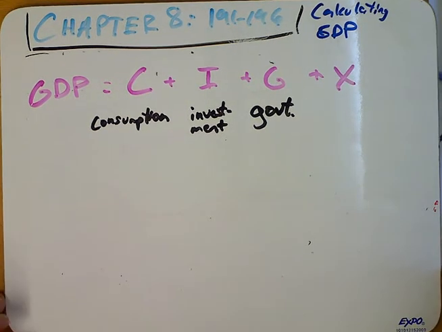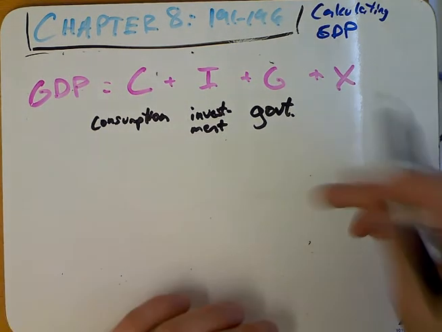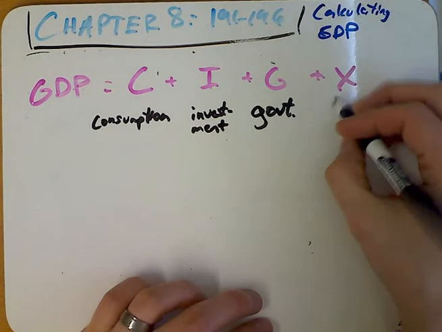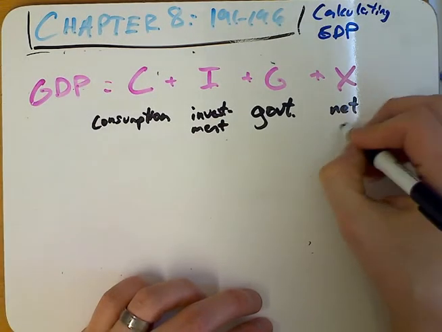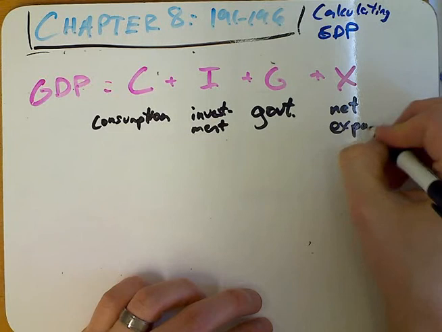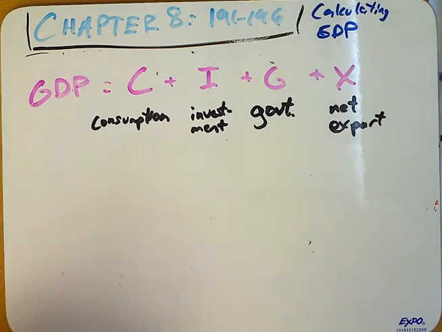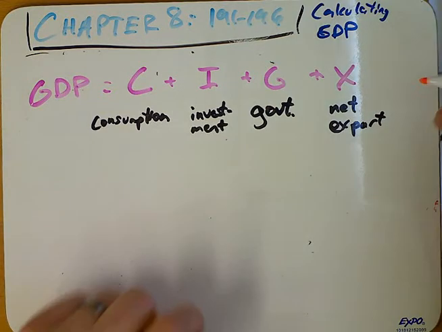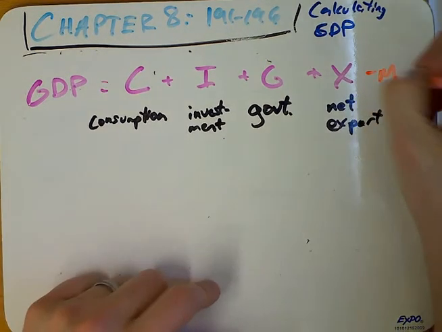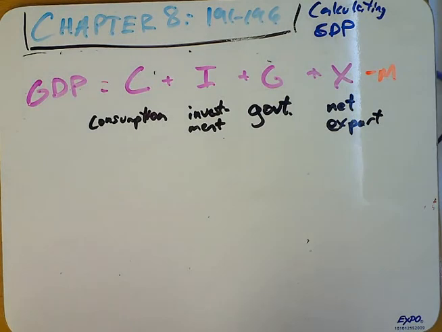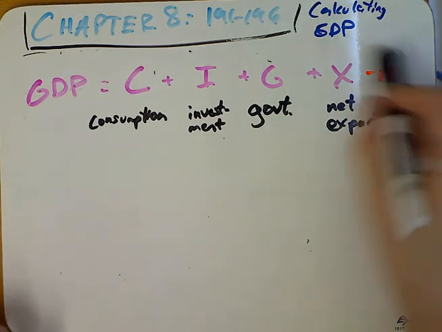And then X stands for net exports. I use the word net not because I'm referring to nets, but because I'm referring to a net figure. It's exports minus imports, and I'm putting that in a different color because it's implied. Exports minus imports. In the U.S. economy, that's a negative figure. We definitely import more than we export, so this is a negative number.